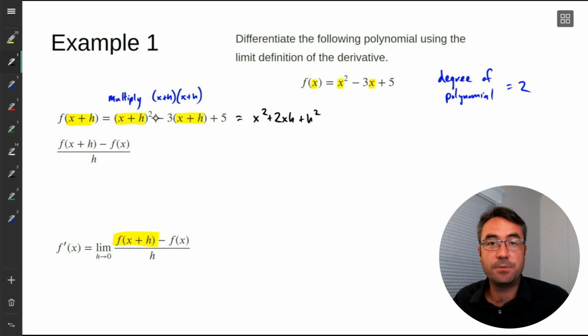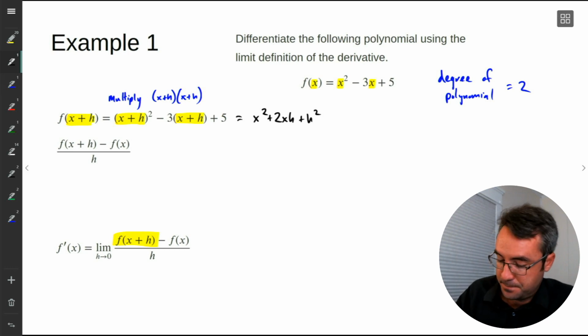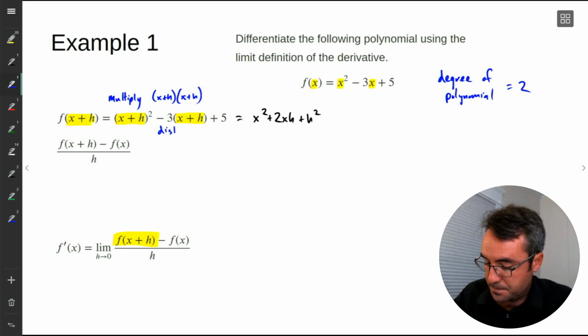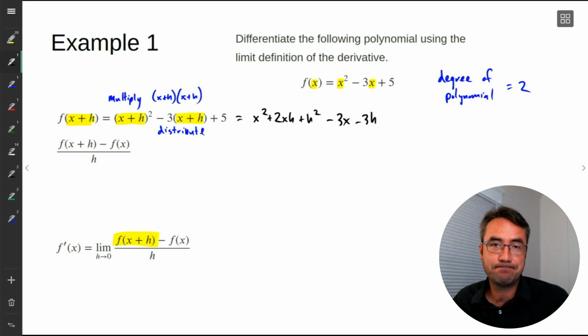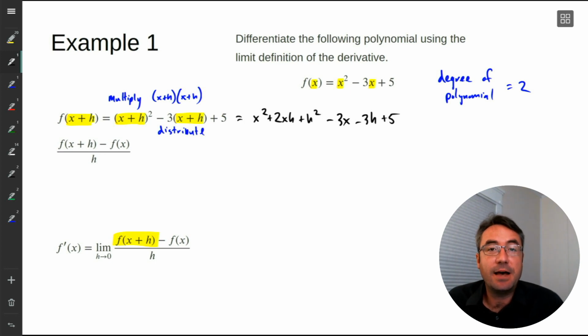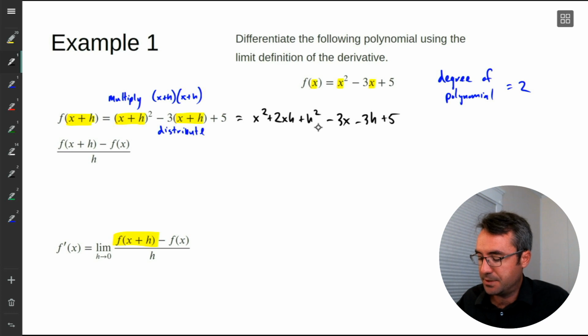And then let's distribute this negative 3. When we distribute, we get a minus 3x, and then we get a minus 3h. And that plus 5 just stays a plus 5. All right, so there's our f of x plus h. We plugged in and multiplied everything out. And simplify. Sometimes there might be some terms that you can combine here. So simplify this as much as you can. This is about as good as we're going to get it.